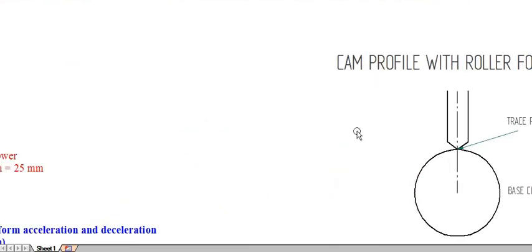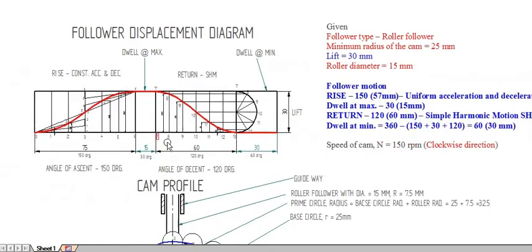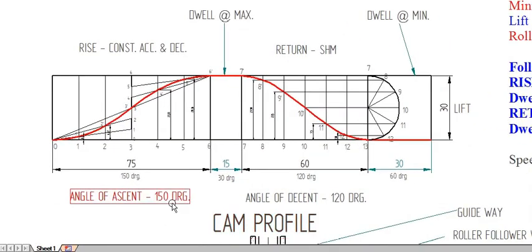So in the question, the follower type is roller follower, minimum radius of the cam is 25 mm, lift is 30 mm, roller diameter 15 mm. The follower motion is given, speed of the cam is 150 rpm and the direction is given clockwise. So I have drawn the follower displacement diagram. Here the rise of the follower is 150 degree with constant acceleration and deceleration followed by dwell. Then return for 120 degree using SHM and again followed by dwell.